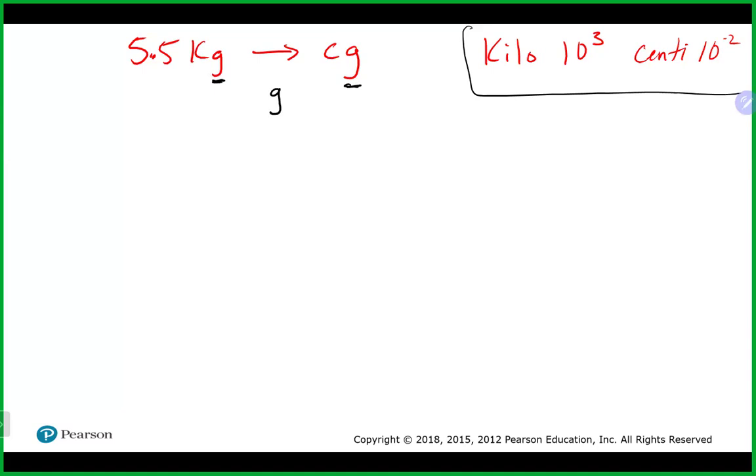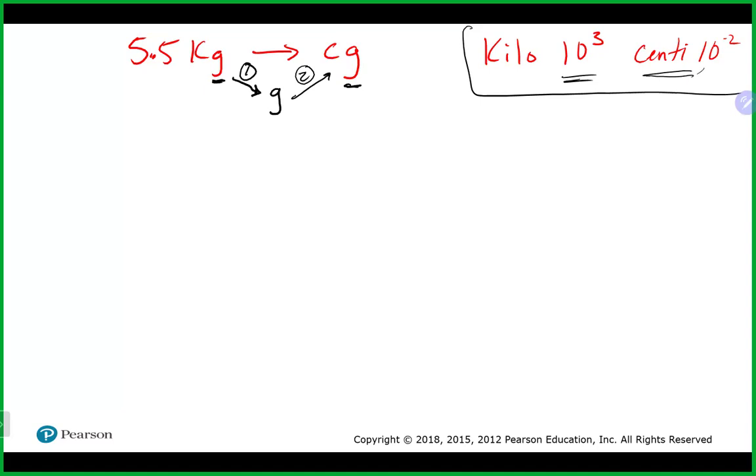So the logical way to get from one prefix to the next is to take it from kilograms to grams, because I could find that kilo conversion quite easily on that table. And then once you have it in grams, it's now just a simple conversion from grams to centigrams, which I could also find in that table.